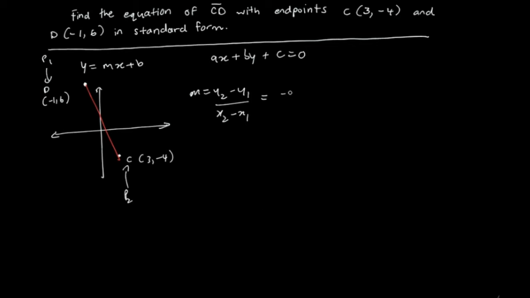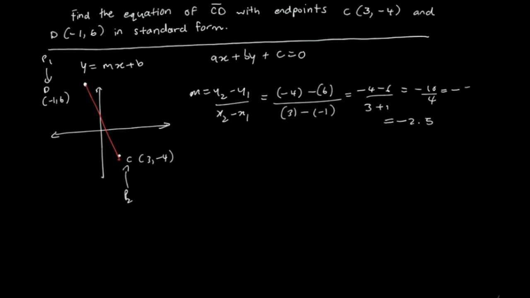So y2 is -4, minus y1, which is 6, over x2, which is 3, minus x1, which is -1. Make sure you pay attention to the integers, and you get -4 minus 6 over 3 plus 1, and you basically get -10 over 4. This is approximately -2.5, or you can reduce it and get -5 over 2. So the slope here is -5 over 2.